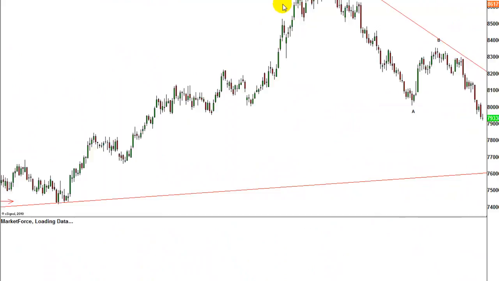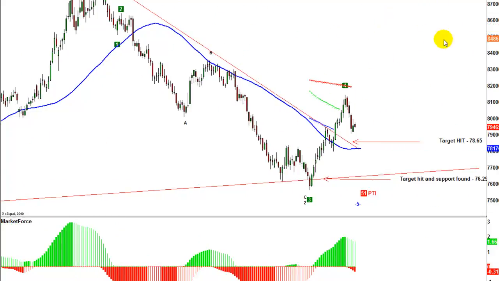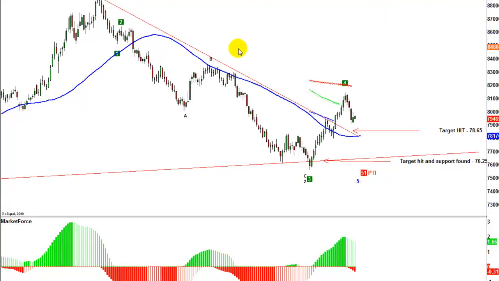If we go back to the daily, it certainly looks like we've got this ABC here, and the alternate count is that this third wave, the longest extension that tested the long-term support line on the weekly basis, is in fact a fourth wave, and therefore it'll make a new low. That would be in line with, I guess, the Santa rally.